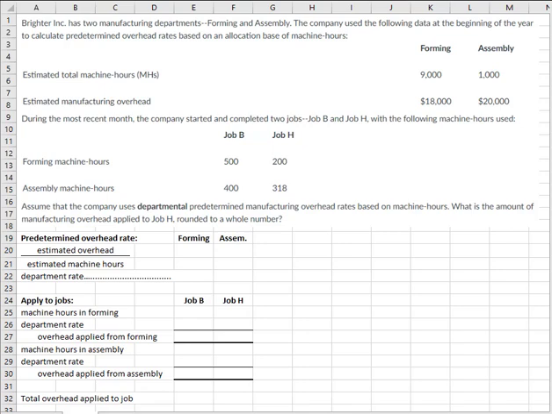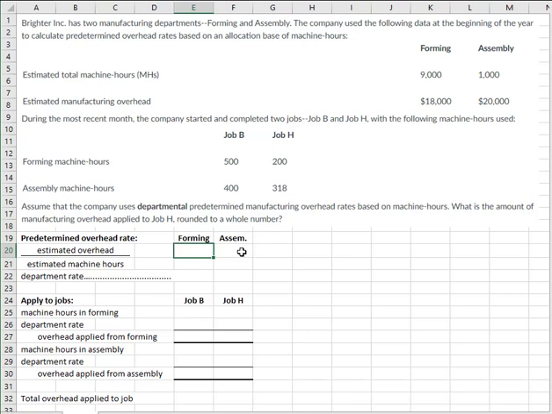We're going to review departmental overhead rates and applying it to the job. So here we have two departments, forming and assembly, and we're going to use the predetermined overhead rate in each department. So we're only going to use the overhead in forming for the forming rate, and in assembly for the assembly rate, and then the hours in the different departments.